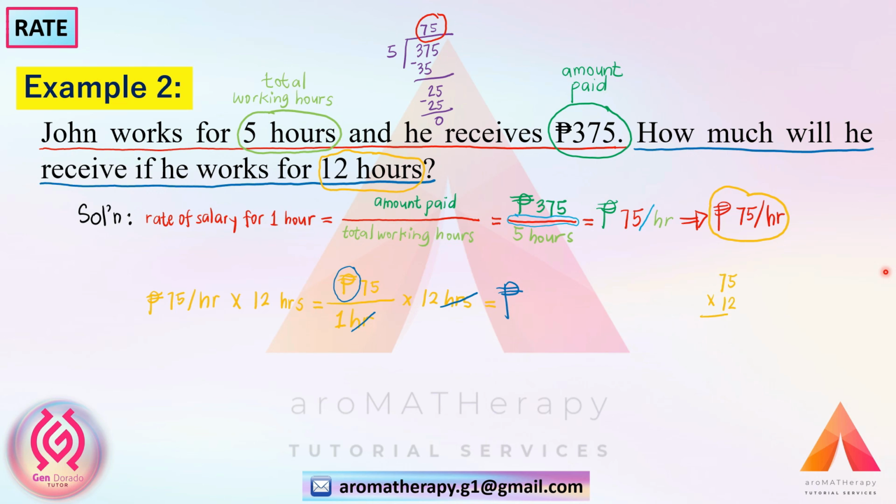75 times 12 equal to 10 carry 1, 7, 15, 150, next 75. Oh, copy. So, 10 carry 1, 900. Copy. So, therefore, you write 900. This means that John will receive 900 pesos for working for 12 hours. So, pag half day.